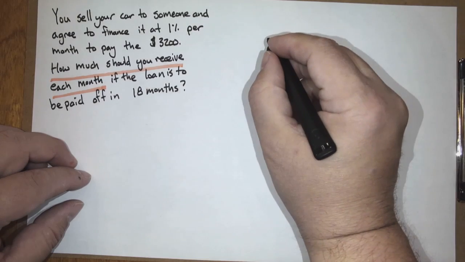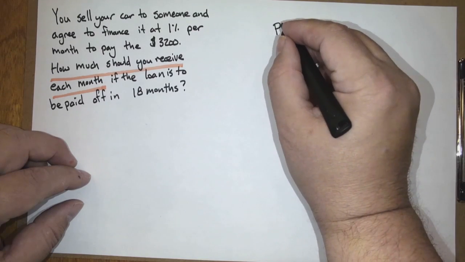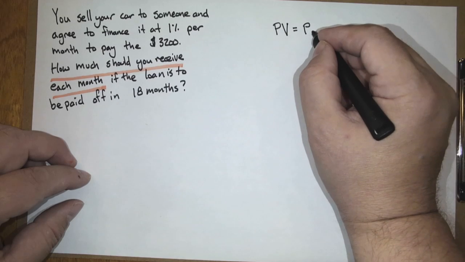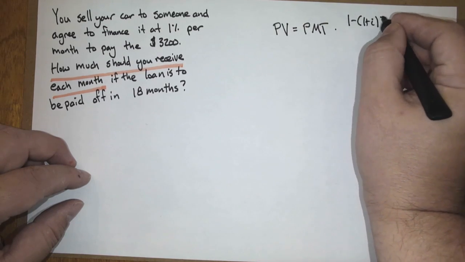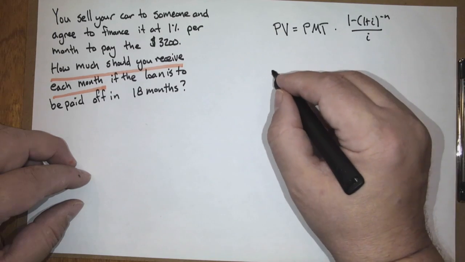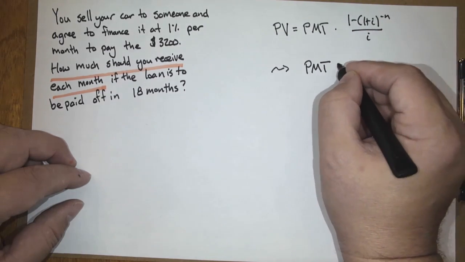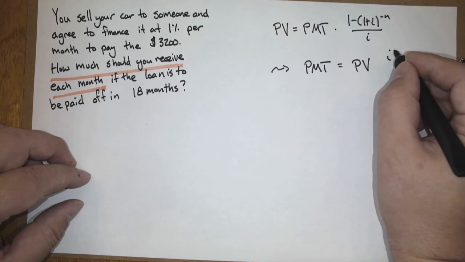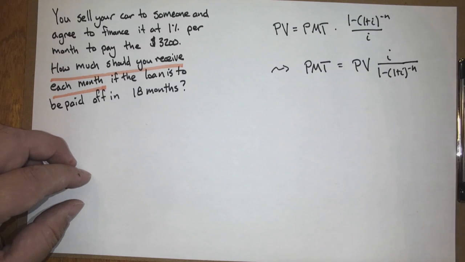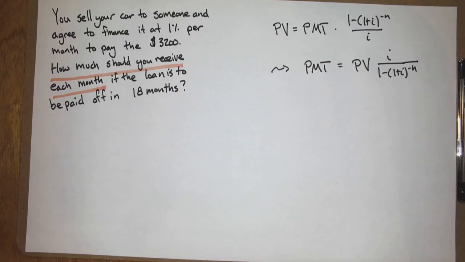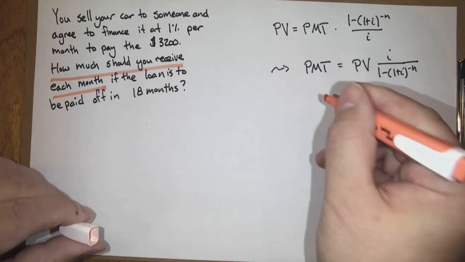So if we go to our formula, now if you don't like memorizing lots of formula, you can always start with the present value formula, which is present value is the payment times 1 minus 1 plus I to the minus n, divided by I, and rearrange this to say, okay, the payment is the present value times I over 1 minus 1 plus I to the minus n. All right. So with that in place, we're trying to solve for the payment. So this is what we're trying to solve for.